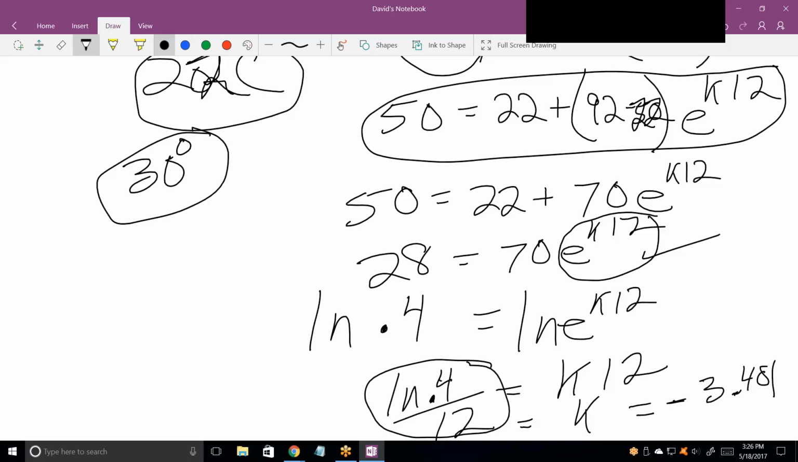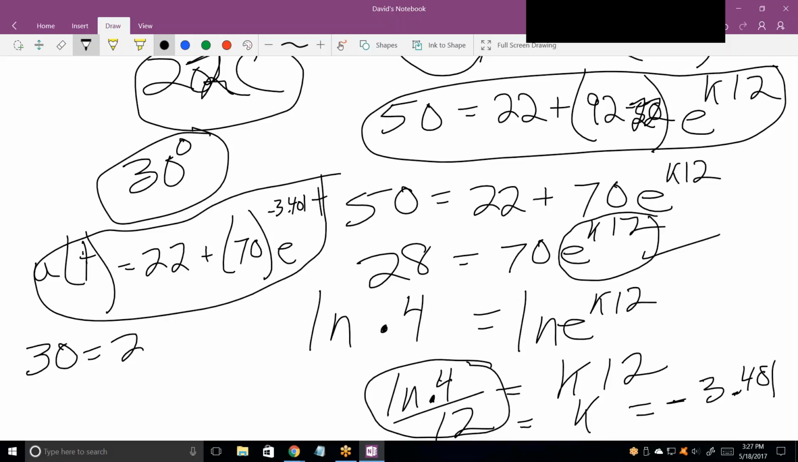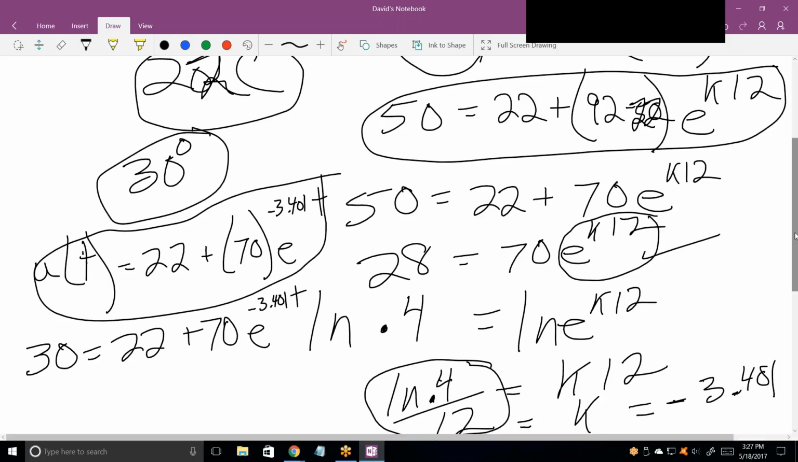Okay, now that gives us the equation that we're looking for: the final temperature equals the surrounding temperature plus 70 e to the minus 3.401 t. And now we're looking for the time it takes to cool the coffee to 30 degrees. So we would have this. There's still only one variable in the exponent, so we're still going to have to use logs. But it's going to be a slightly different answer.